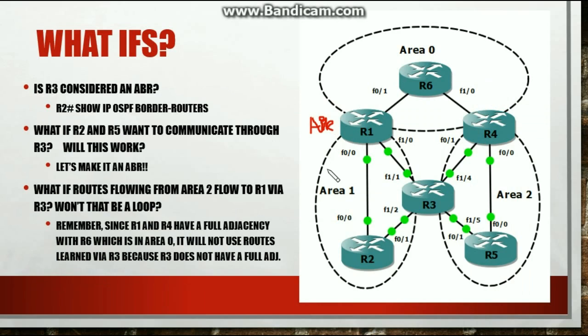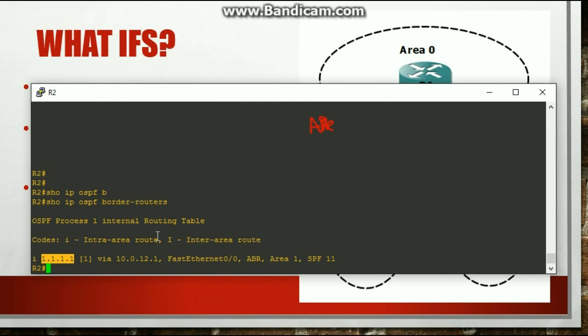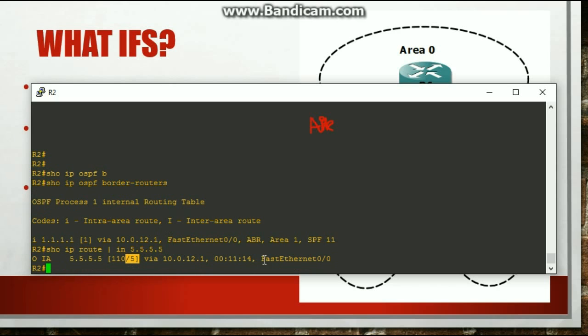Yep, that's an ABR. The goal is that router 2 wants to send traffic to router 5 but doesn't want to take this whole entire route. It has to go through router 1, through router 6, R4, and then all the way to router 5 to get there. And if we go to its routing table, show ip route | include 5.5.5.5, we see that it has a cost of 5 and it's going out FastEthernet 0/0.